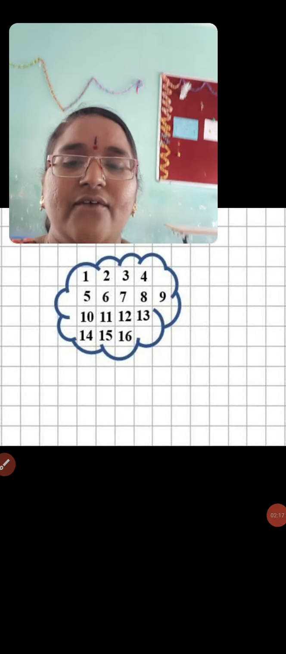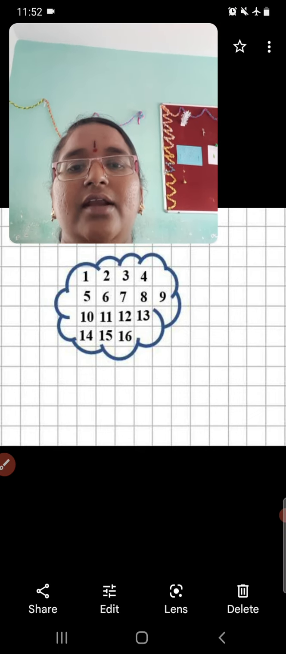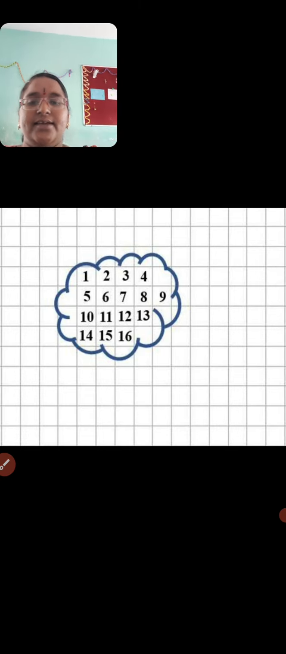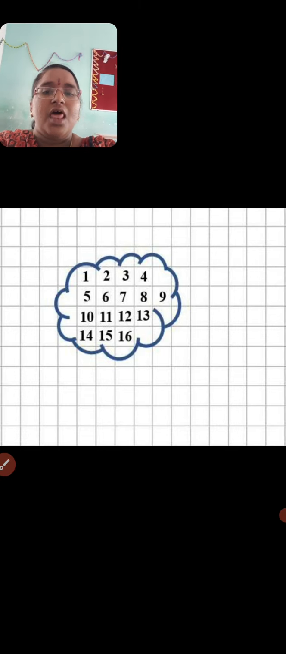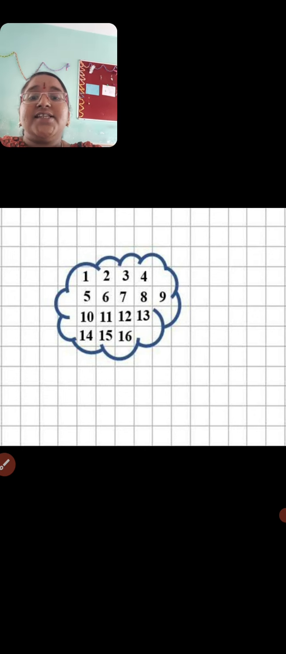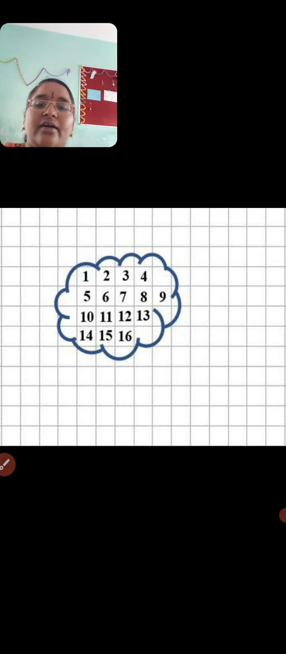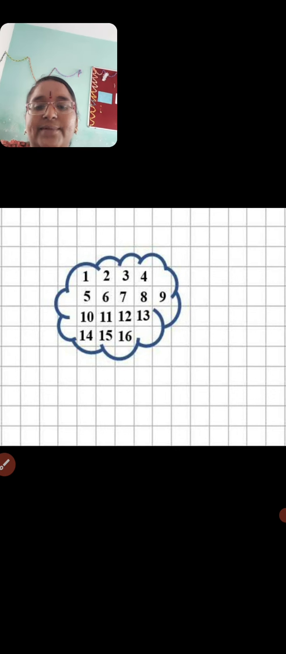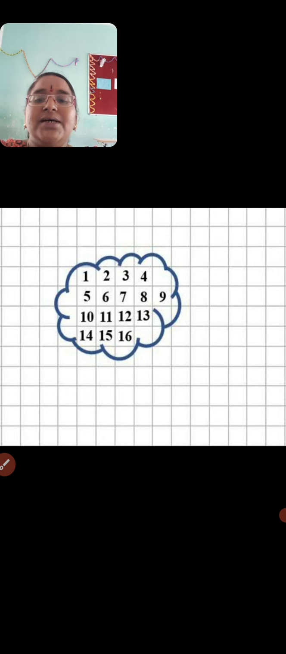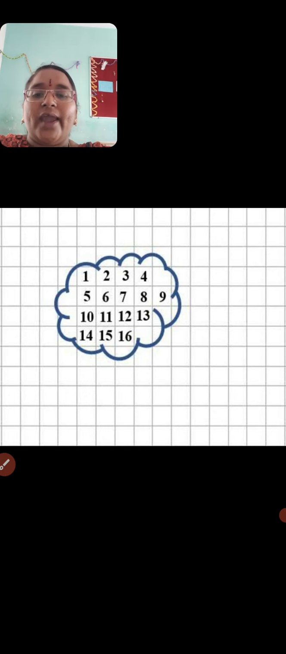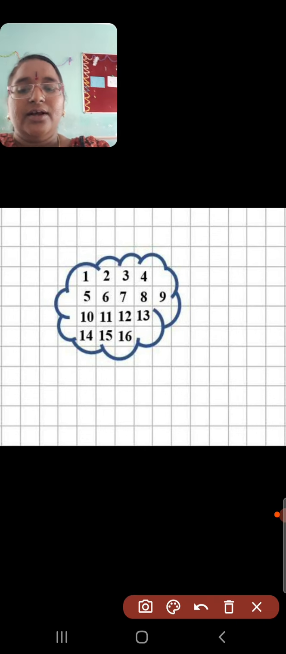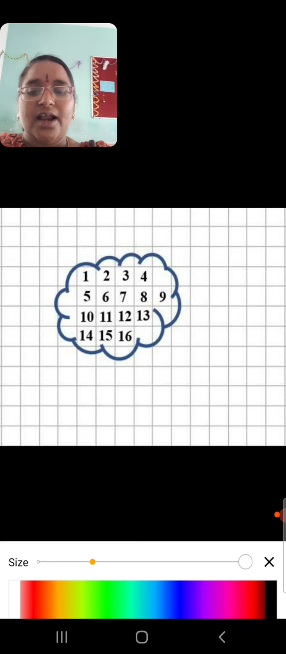Now you have a square grid here and a cloud picture is drawn on it. You should find the area of the cloud, the area of that picture on the square grid. I have already given the numbers, children. The numbers indicate the number of squares in that cloud. So let us count the squares.